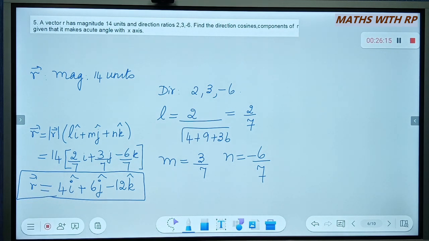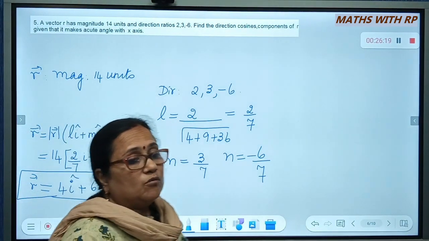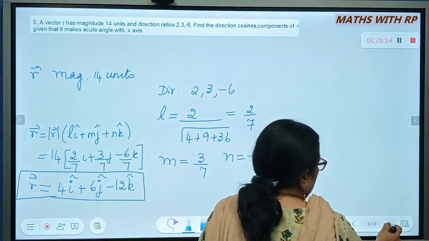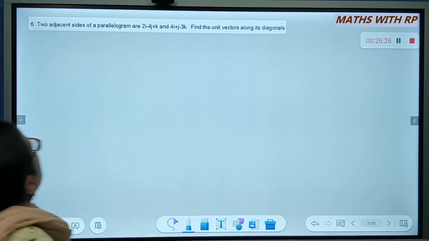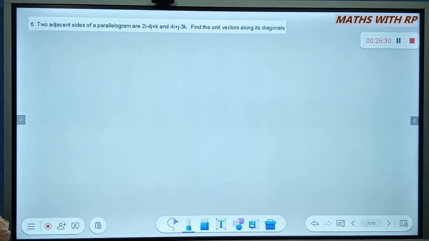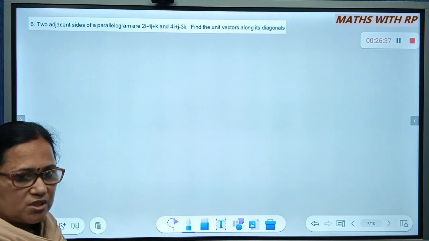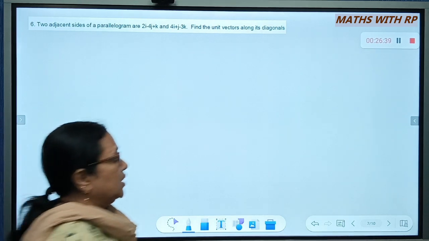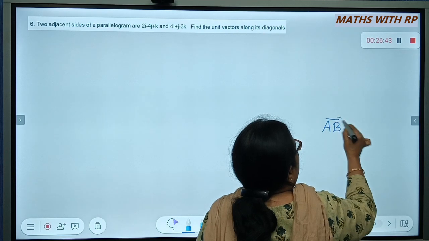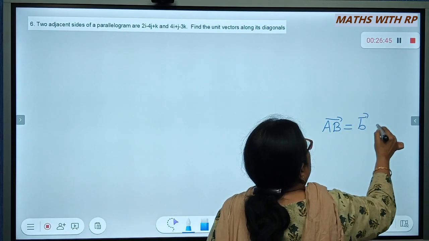I hope it is clear for you. So we are just trying to understand what are direction ratios and direction cosines. Now you are given two adjacent sides of a parallelogram. So find unit vectors along the diagonals. So actually two things we learned today. One is of course the direction ratios and direction cosines. The other is that AB vector is equal to B vector minus A vector.